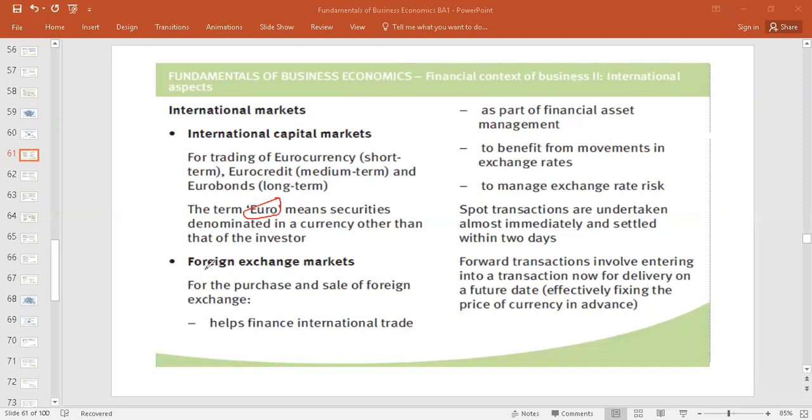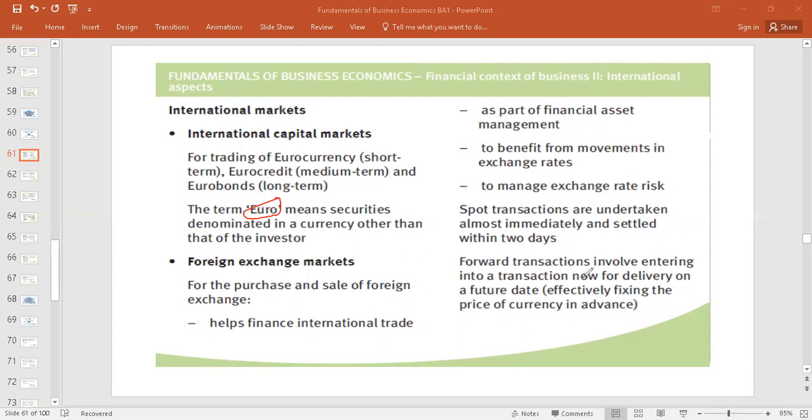So the purchase and sale of foreign exchange, what are the characteristics of that? That helps in financing international trade. It is a part of financial asset management to benefit from movements in the exchange markets and to manage exchange rate risk. So if the transaction is settled immediately, we call that a spot transaction.